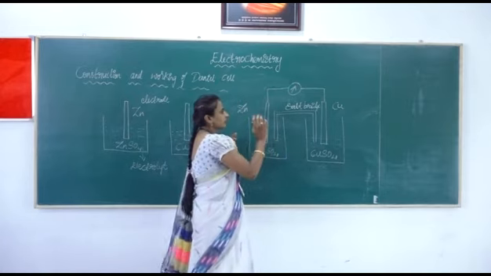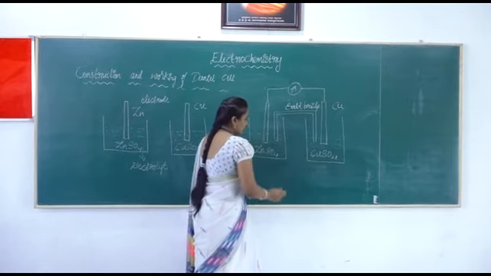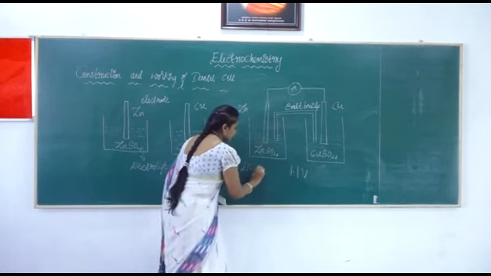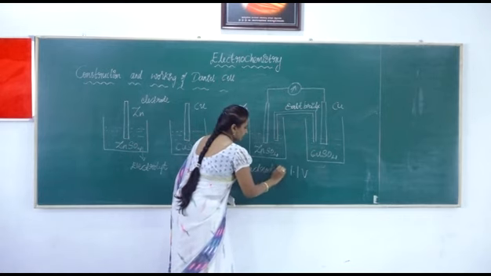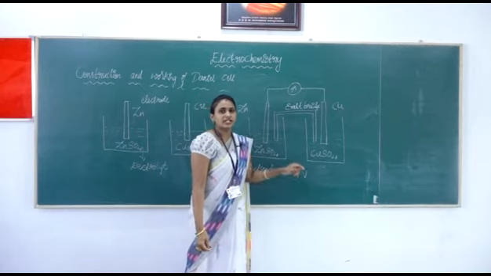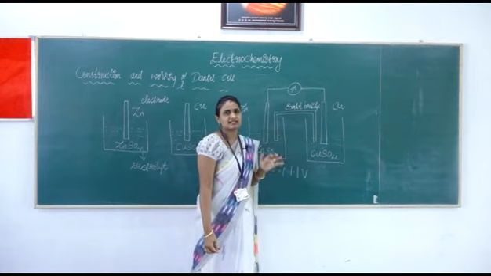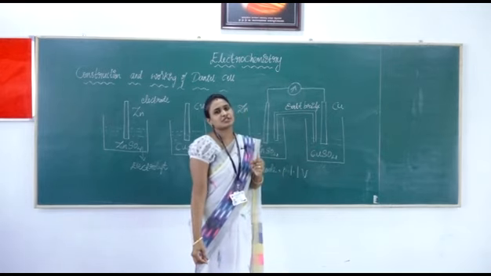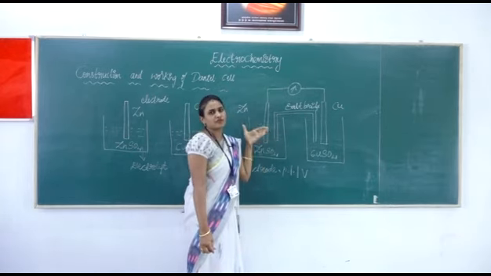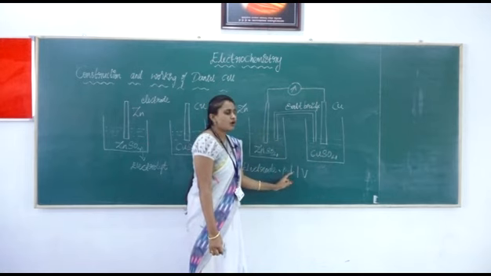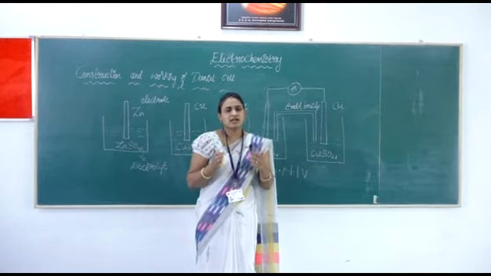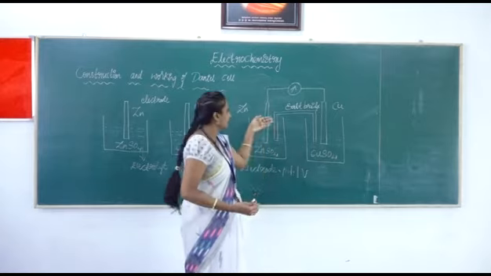Now, the electrode potential of this Daniell cell will be 1.1 volt if the concentration of the solution is unity, which means the solution concentration should be 1 mole per dm cube. Then the electrode potential of this cell is equal to 1.1 volt. Now, suppose we apply an extra potential to the Daniell cell.